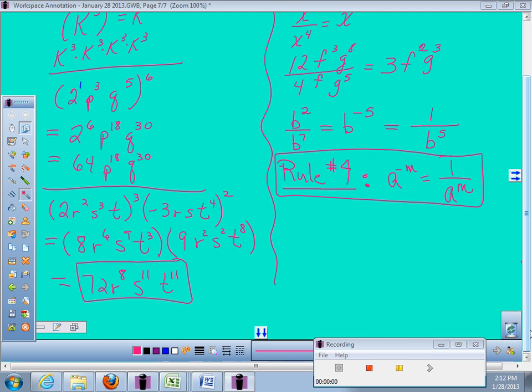We're actually going to put this one to use quite a bit. So if I do g to the negative 8, what's another way to write that? 1 over g to the 8.